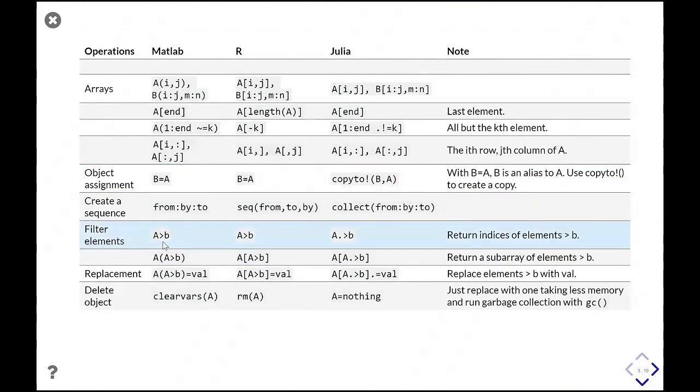Here again, let's take a look at some of the convenient array operations. This line here, we want to return all the indices of elements greater than B, and this is how we do it in MATLAB, R, and Julia. Pay attention, again in Julia, that we have a dot operator in front of the greater than sign. And the second line here, once we get the indices, this A[A .> B] will return a subarray of elements greater than B.